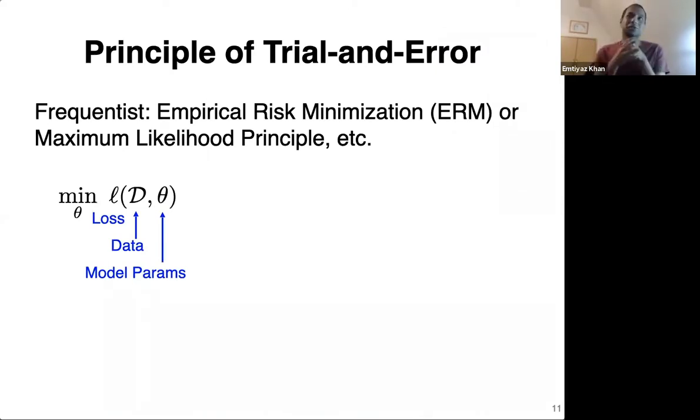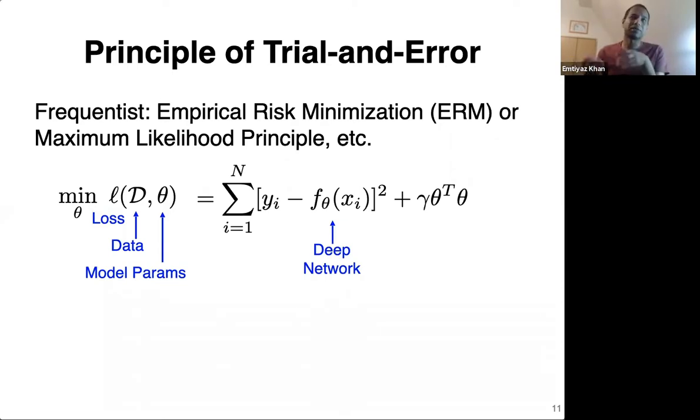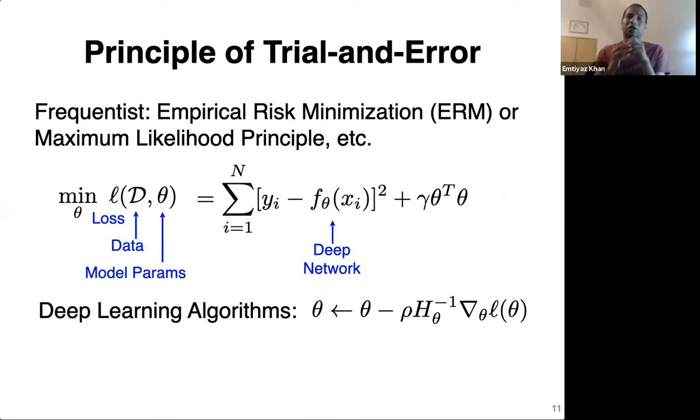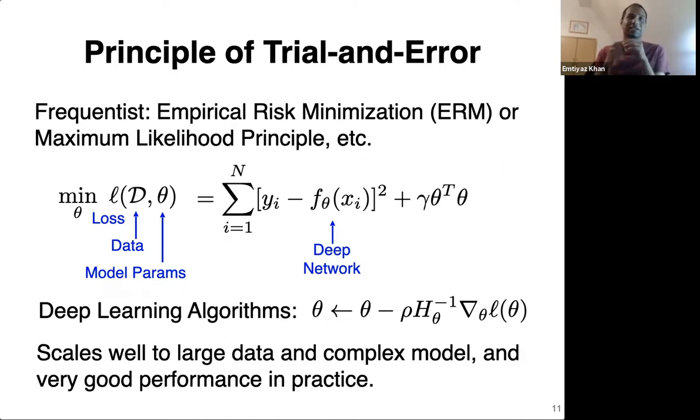Okay, so let me start. Let's start with what we know. In deep learning, we use this principle of trial and error, and it's based on this frequentist philosophy of empirical risk minimization, the maximum likelihood principle. So we have a loss, we have some data, we have some model parameters to minimize the loss, maybe with a regularizer there, and then use some kind of gradient-based method to optimize it. And this works quite well. Everybody's fascinated with it right now. But many times it seems like black magic. We don't know why things work well, and there's a lot of trick of the trade involved here. And if you move away from this framework even slightly, then you have to work very hard to make things work.